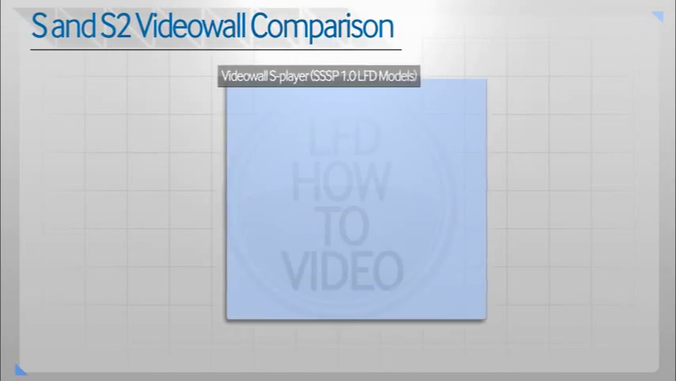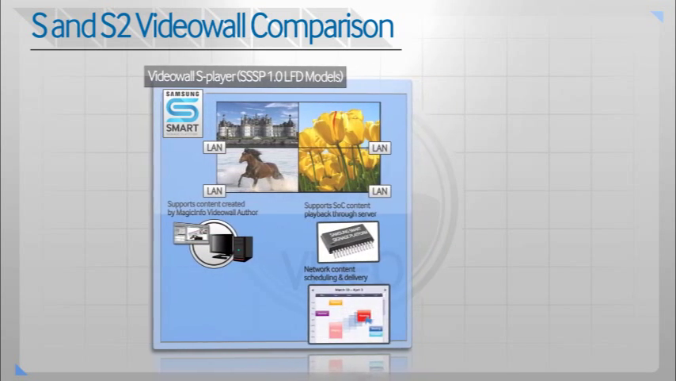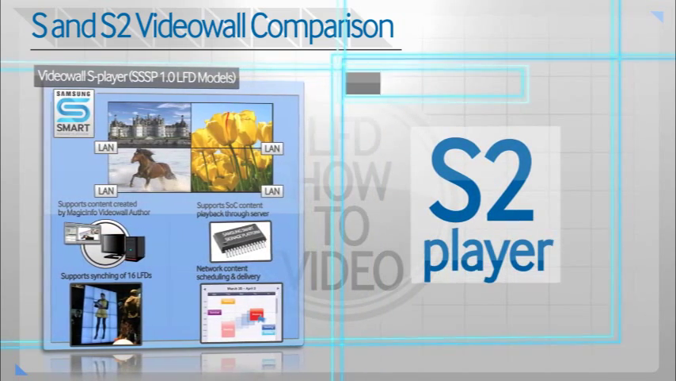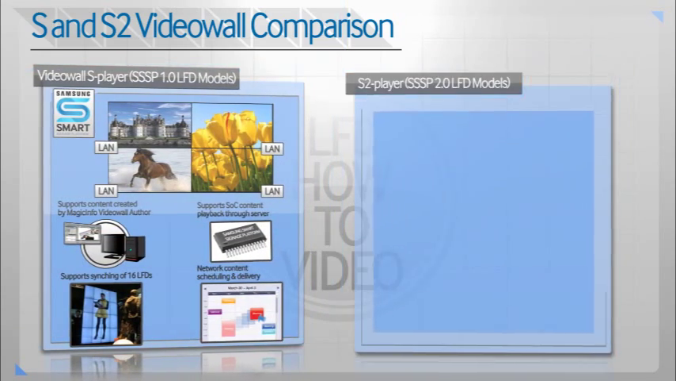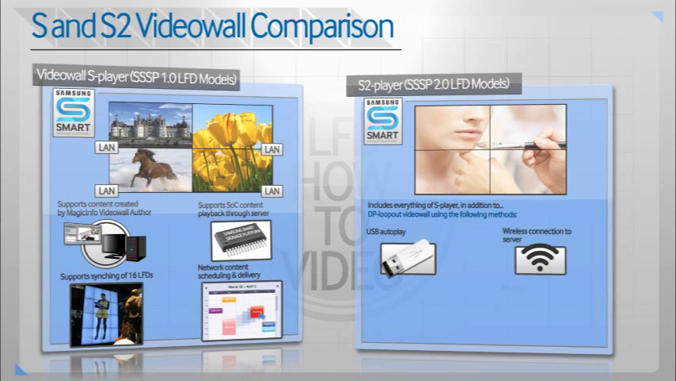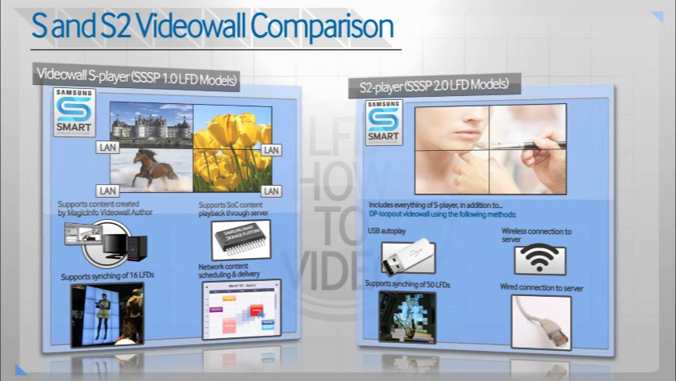For this slide, we have a comparison of the upgrade of S to S2 player when it comes to video wall functionality. For the S player, it supports content created through Video Wall Author, network scheduling and delivery, and syncing of up to 16 LFDs. The S2 players support all of this, but it has an additional feature of being able to use the internal media player to create a video wall using DP loopout.